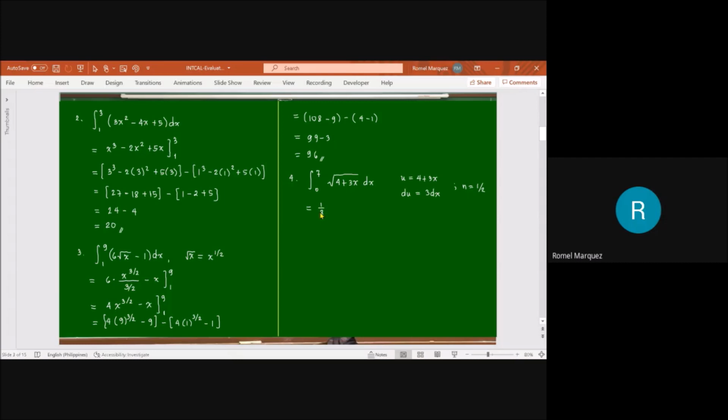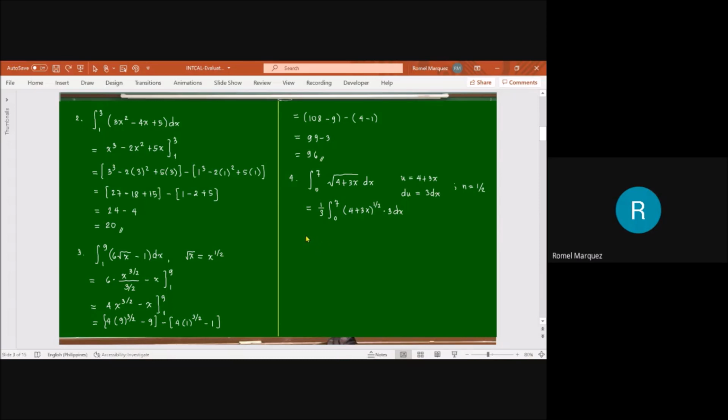So getting 1/3 integral from 0 to 7 of 4 plus 3x raised to 1/2 and then multiplied by 3 dx. Again, I introduce 3, I balance it outside. I applied correction factor. Okay, guys? So we are now ready to evaluate this integral.